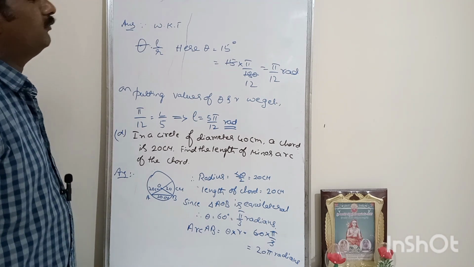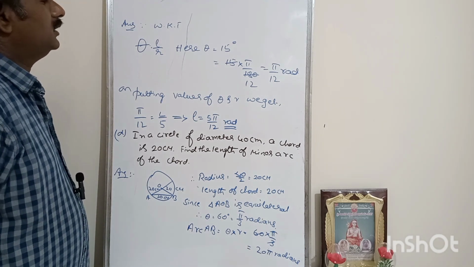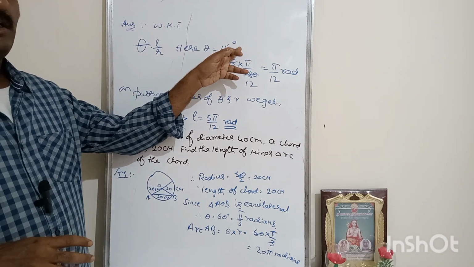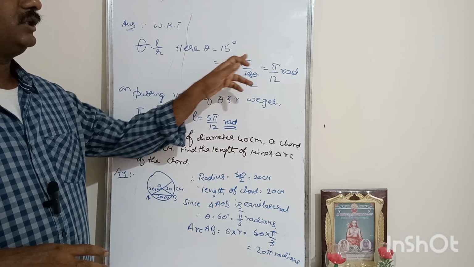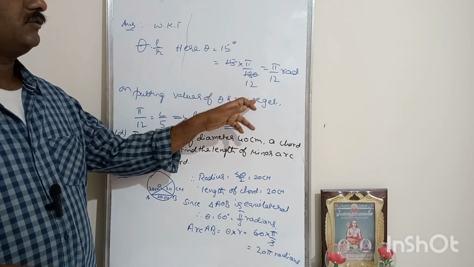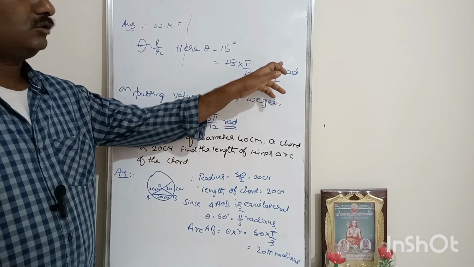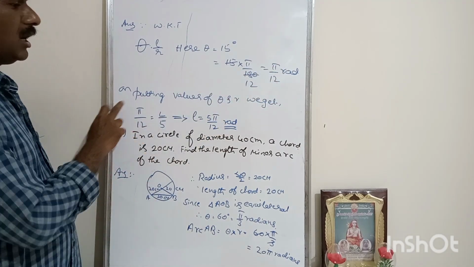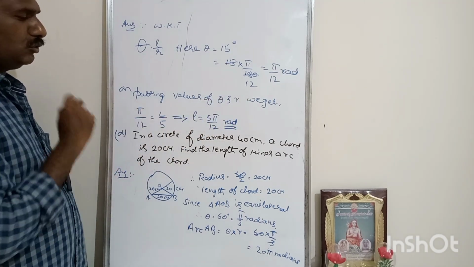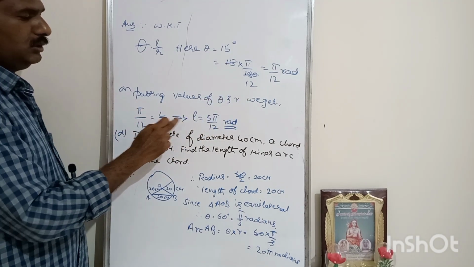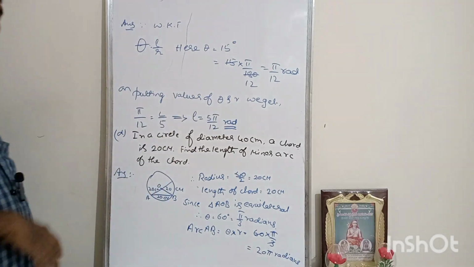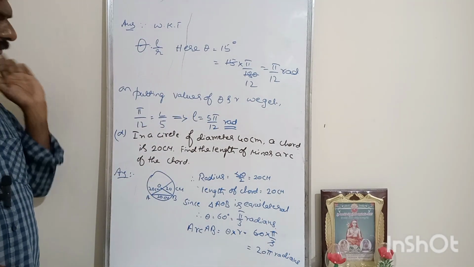So continuing the video, we get theta is equal to L by r. Here theta is equal to 15 degrees. Therefore, that is equal to 15 into pi by 180. 15 ones are 15, 15 twelves are 180. Therefore, that is equal to pi by 12 radians. On putting the values of theta and r, we get pi by 12 is equal to L by 5, that implies L is equal to 5 into pi by 12 radians. That's all for the third problem.